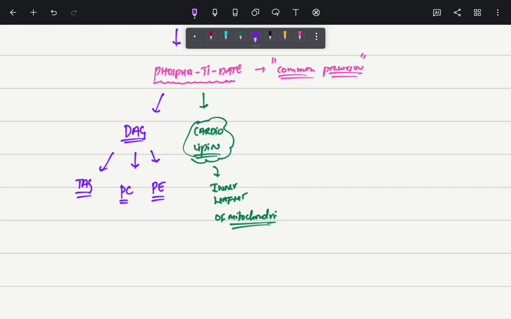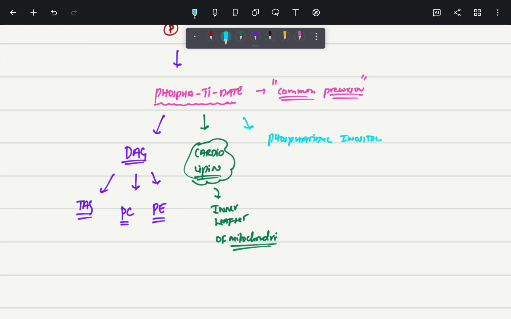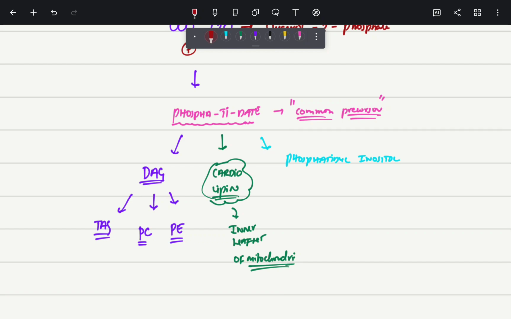And from this phosphatidate itself we can synthesize other components such as your phosphatidylinositol. Okay, so from phosphatidate we can synthesize diacylglycerol, triacylglycerol, phosphatidylcholine, phosphatidylethanolamine, and not only that, cardiolipin, which is present in the inner leaflet of mitochondria, and the phosphatidylinositol. So we can say that phosphatidate is a very common precursor for everything.